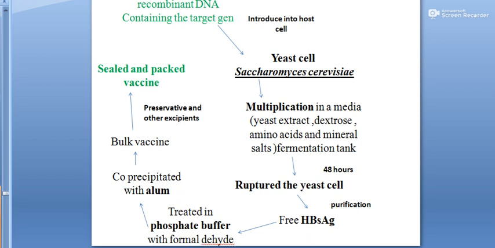Then we treat them with phosphate buffer with formaldehyde. Treated in phosphate buffer with formaldehyde. And the next step is co-precipitation with alum. Then we get the bulk vaccine. Then some preservatives and other excipients are introduced into this bulk vaccine. The next process is to seal and pack the vaccine, and it's ready for sale or use.